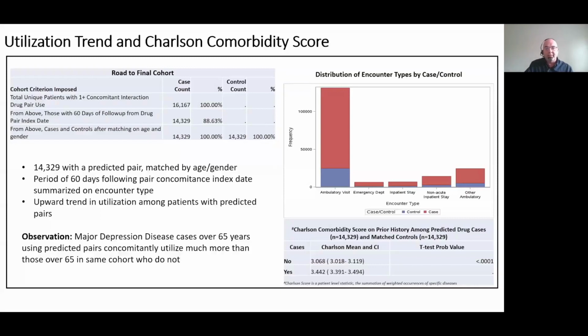The result indicates here, if you look in the lower right-hand table, that there is a significant, though very tight, difference between the cases and controls. But it is significant as resulted by the t-test that you see right there. We see that the cases have roughly an average Charlson mean of 3.44, and the controls are at 3.06. You can also see in the bands of confidence that surround those two parameters that they're very, very stable.